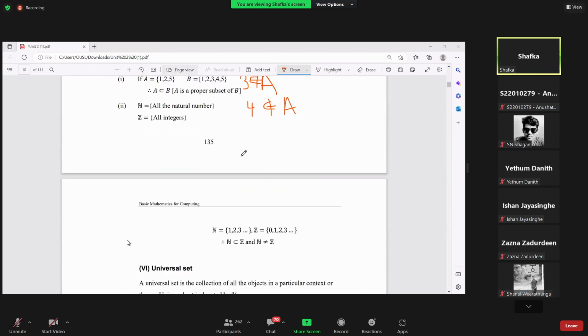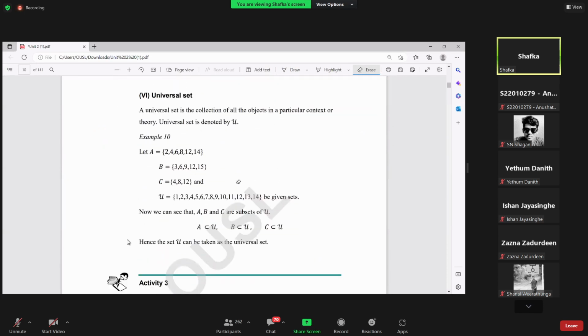Someone asked what a natural number is. Natural numbers are 1, 2, 3, 4, all the positive integers. In some books you can see natural numbers including 0. There are some books that define natural numbers as positive integers including 0.